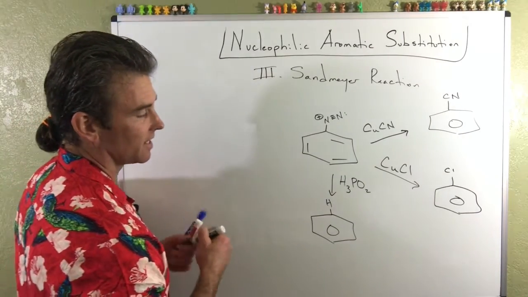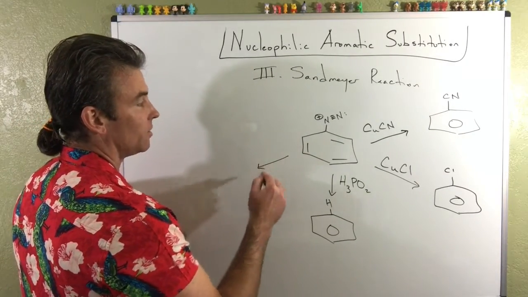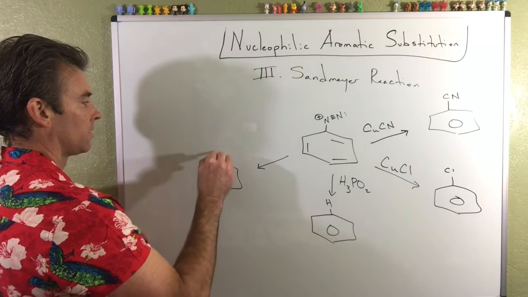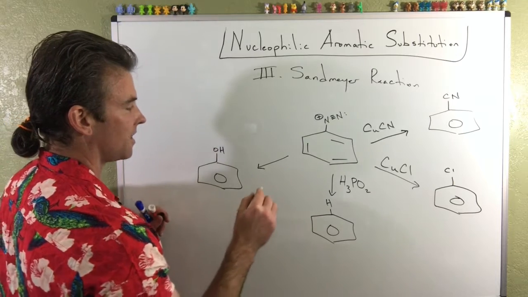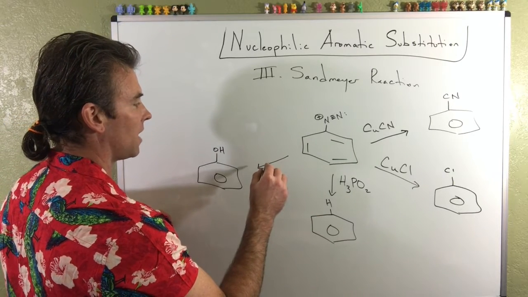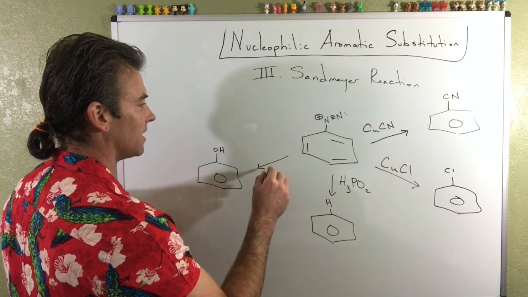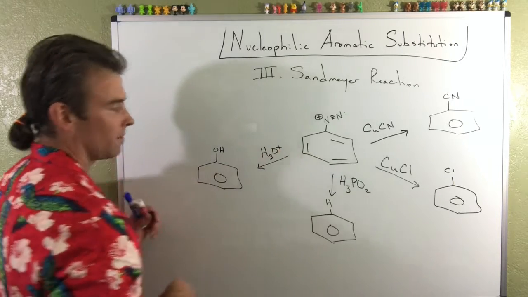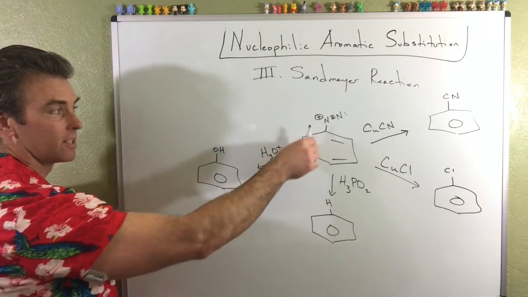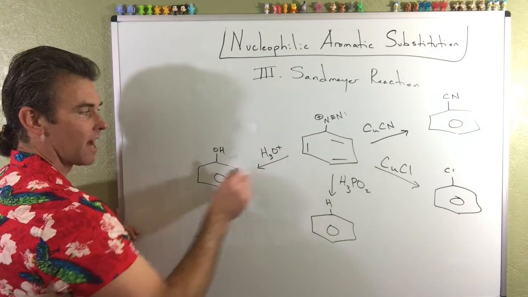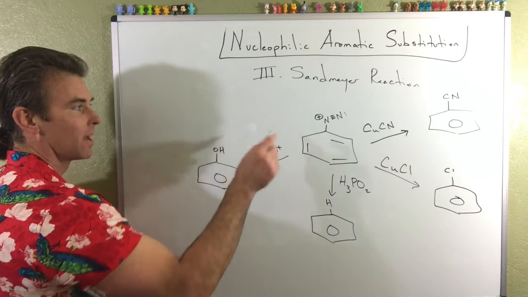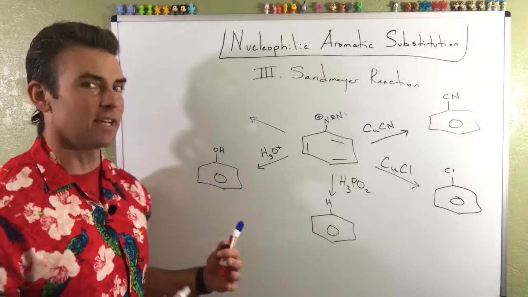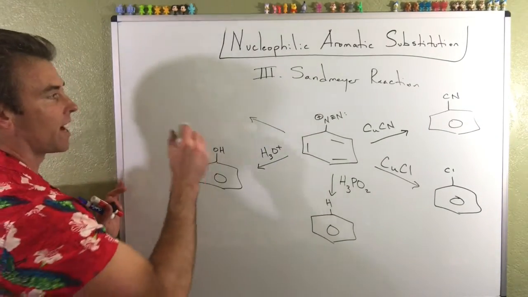Other interesting things that this can do, well, you can actually put an OH on the ring. I think this is some sort of warm aqueous acid, so we'll just say H3O+. Essentially that used to be an amine, and now we've turned it into an OH group. Another reaction, as I said, that's really useful is diazo dyes.